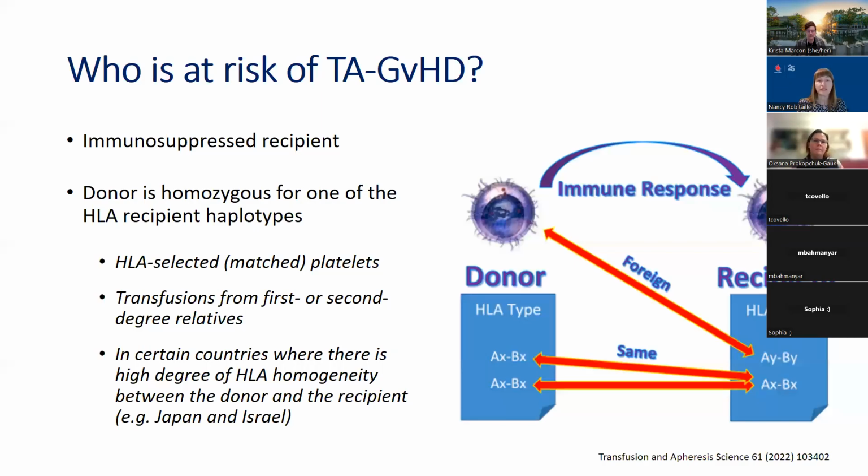When you transfuse HLA matched platelets, or if you transfuse blood components from first or second degree relatives. It can also occur in certain countries when there is a high degree of HLA homogeneity between the donor and the recipients. This is the case, for example, in Japan, and as a preventive measure, they will irradiate all cellular blood products in that patient population.